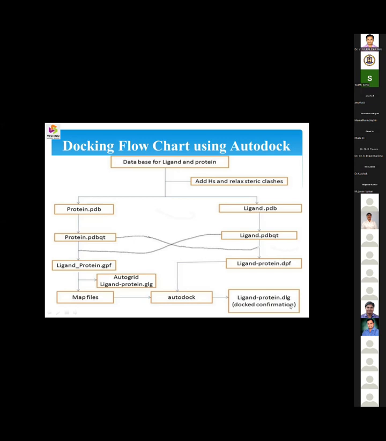Just by seeing this, you may not understand. But if you practice using the software, it is very easy. For that, we need a workshop. If you attend workshops regarding this AutoDock software, and nowadays the next level of AutoDock has come, that is molecular modeling.